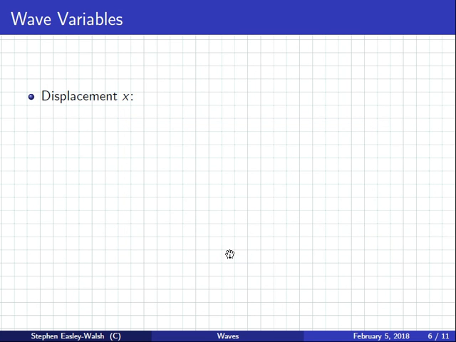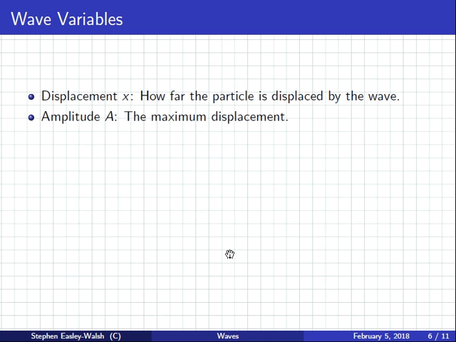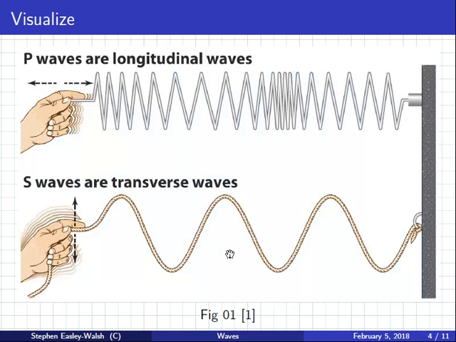So, just some variables. Displacement, I'll use the letter x. It's how far the particle is displaced by the wave. So it's kind of like this distance. Whereas amplitude A is the maximum displacement. So if I go back here, maybe to this picture here, imagine I take my pen and put a little dot here on the string. So in this picture, you would see this dot moving up and down, wouldn't you?